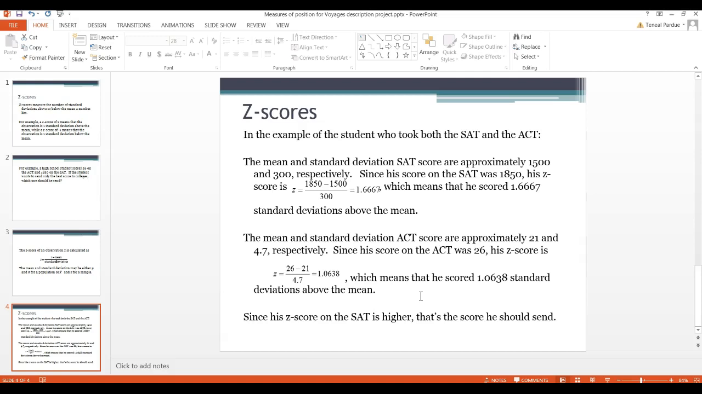he should send. Now on your project, you're not going to compare the two scores like this, but we just kind of want to know where the Ogden is, because we're looking to characterize that one ship and put it in context. We want to see where it is. So that's z-scores. Now let's look at your data.